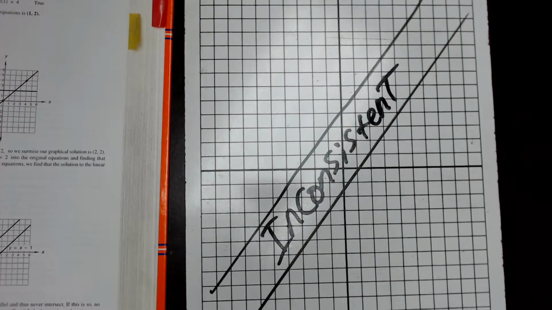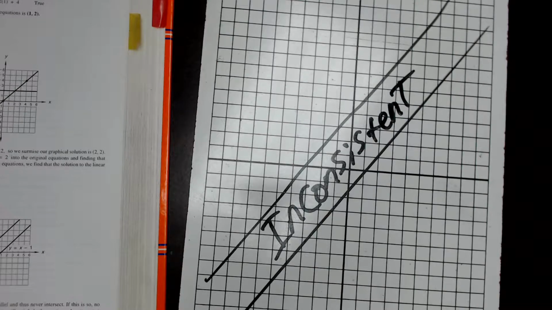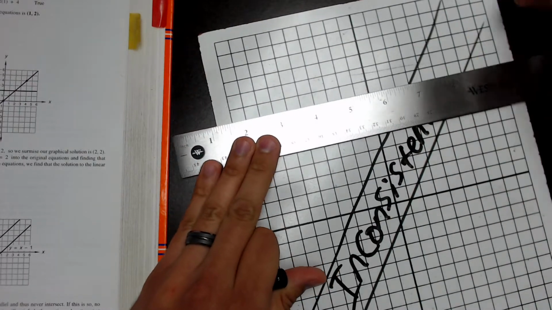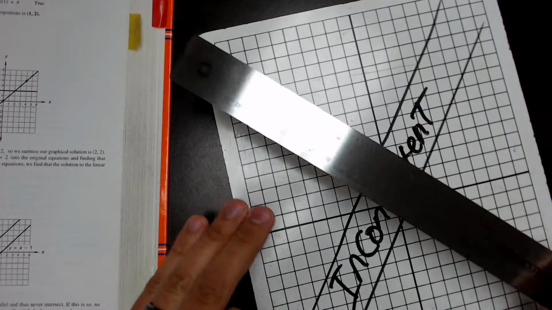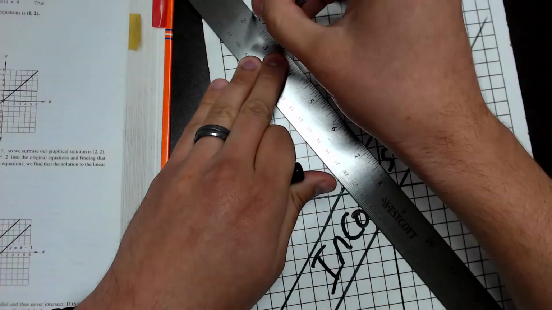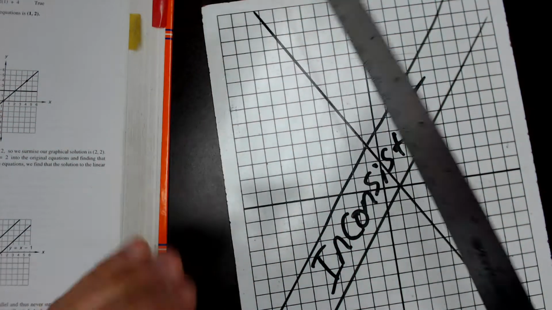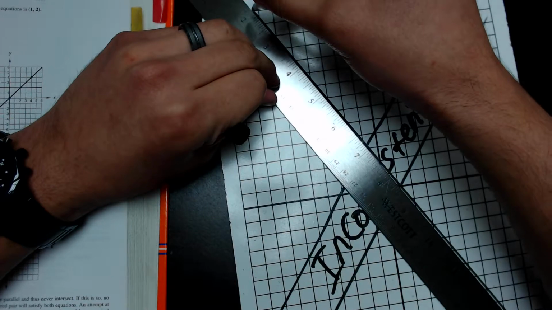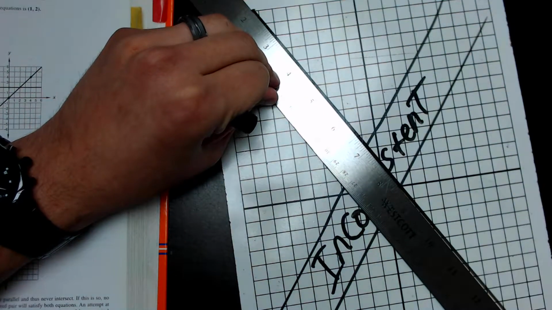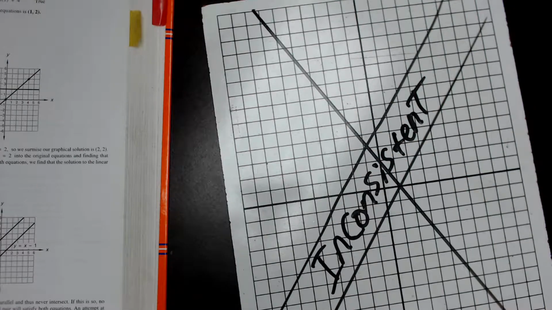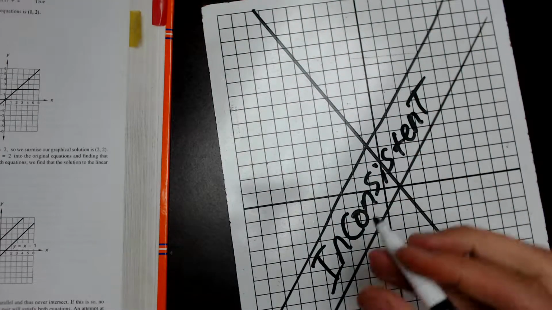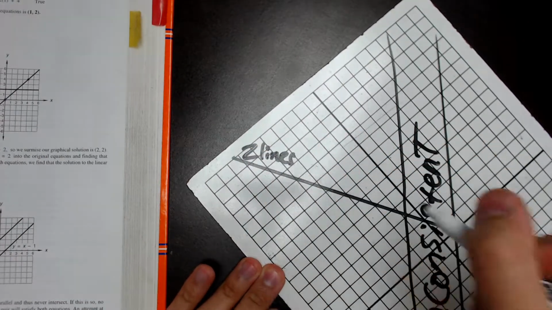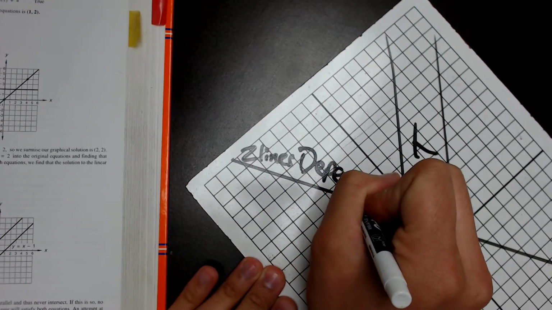Right? Now, the other option that you might get is sometimes you'll graph a line. Let's just draw another one, like right here. Let's say we get a line and it graphs like this, right? And then you go to graph the other line and you find out that the other line ends up being on the exact same spot. And it just overlaps, right? So when you have two lines that overlap, we call those equations dependent. So this is two lines and they are dependent.